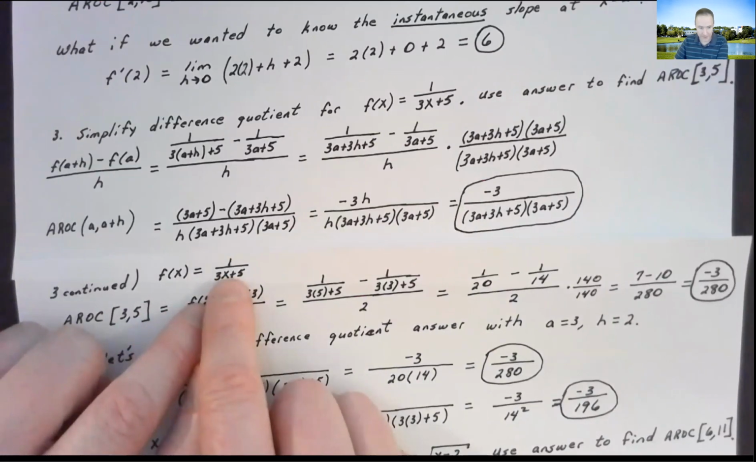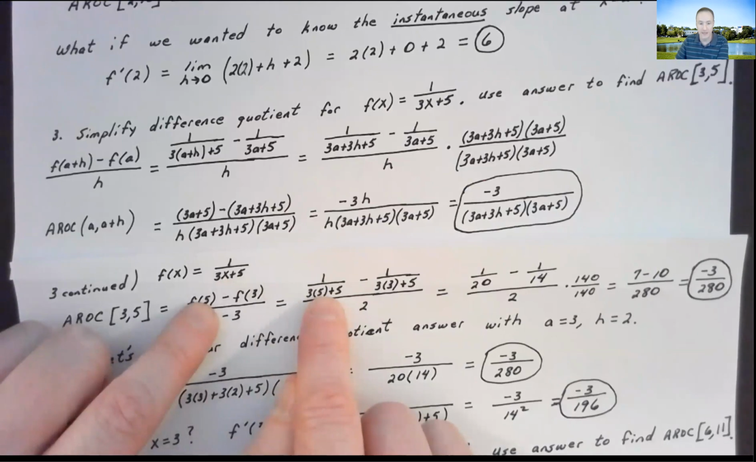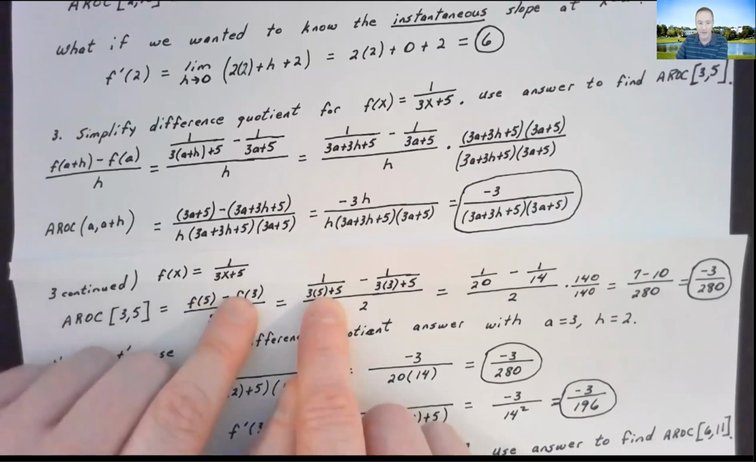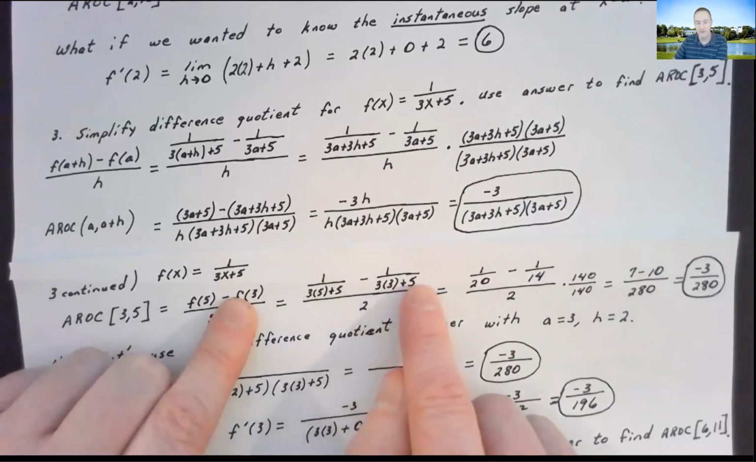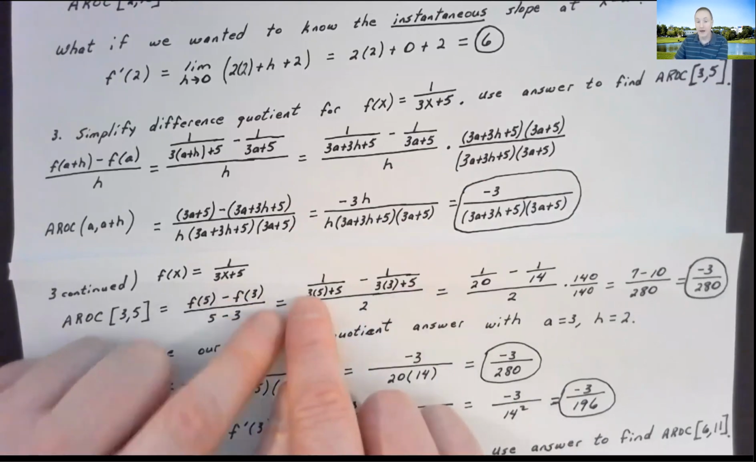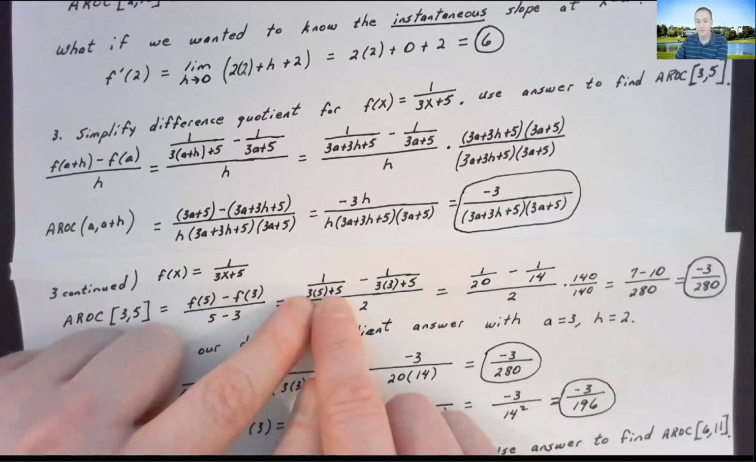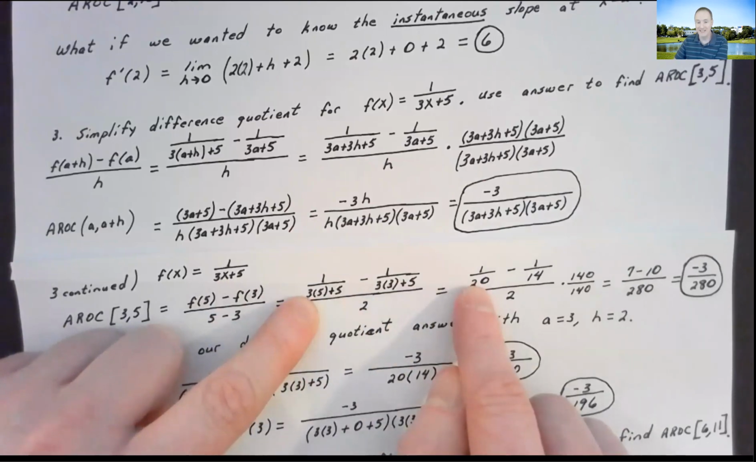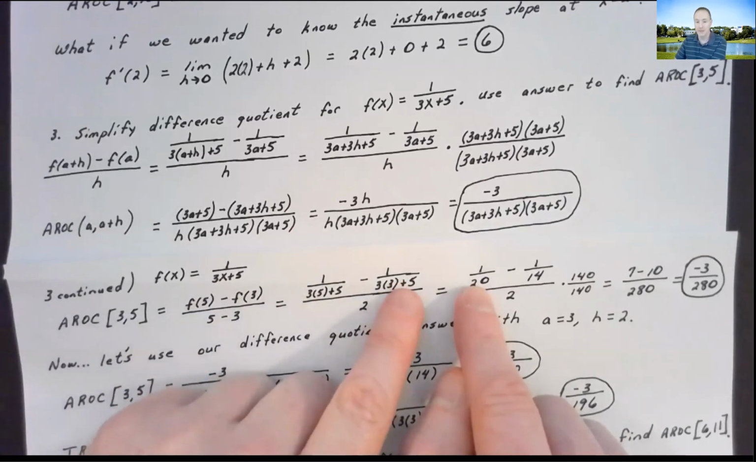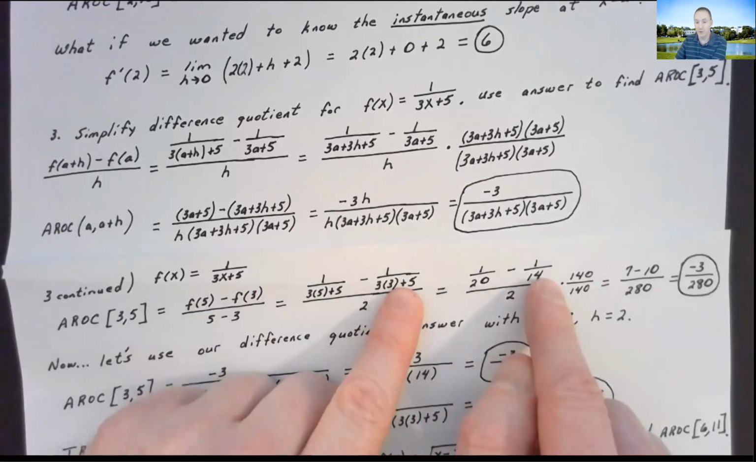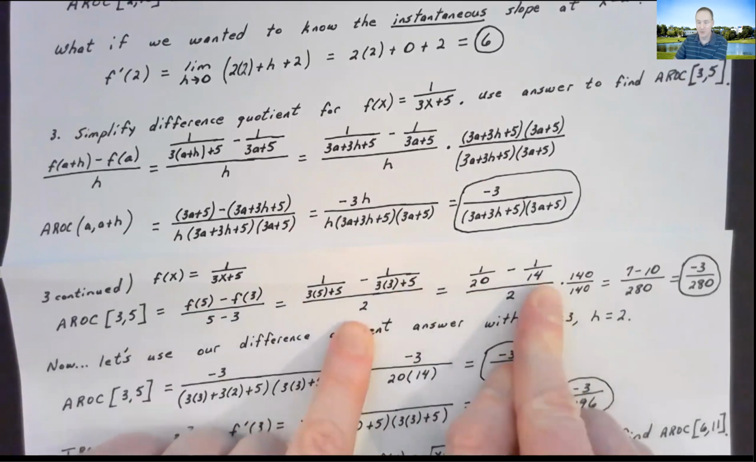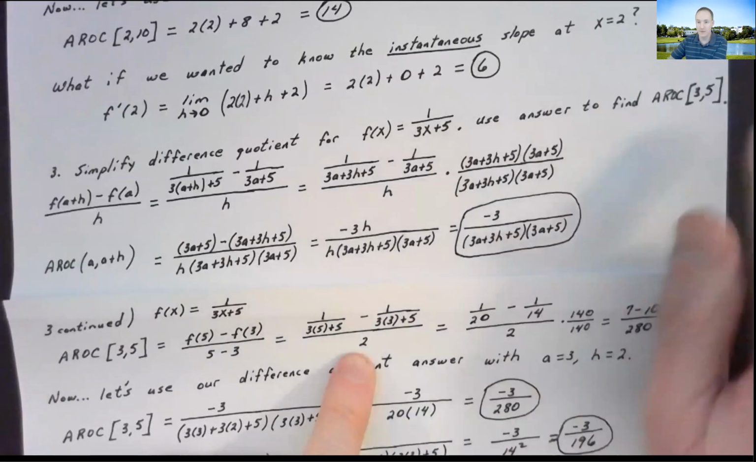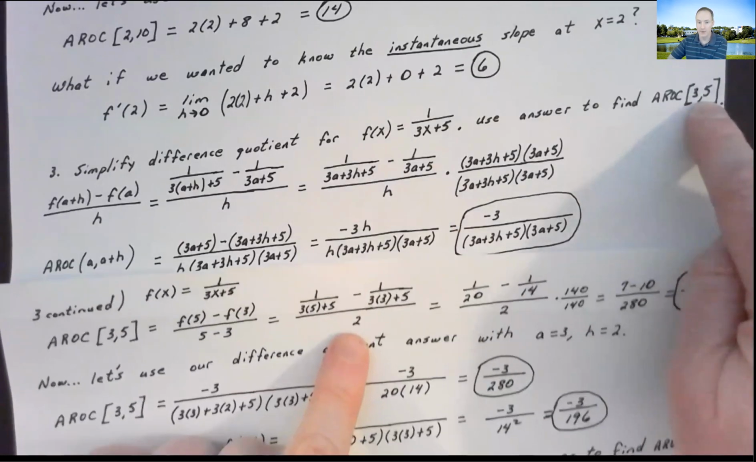And then say, well, okay, f of 5. That means you're replacing a 5 in the place of x in your function, 1 over 3 times 5 plus 5, minus f of 3, 1 over 3 times 3 plus 5. F of 5 is going to give you 1 over 15 plus 5, that's 1 over 20. And then f of 3 gives you 1 over 9 plus 5, 1 over 14. We divide all of that by the distance between your x values, which you can see here, they're 2 units apart.